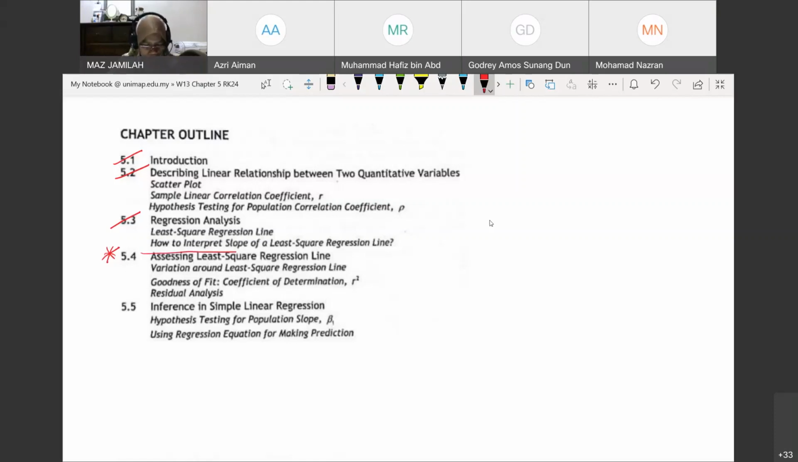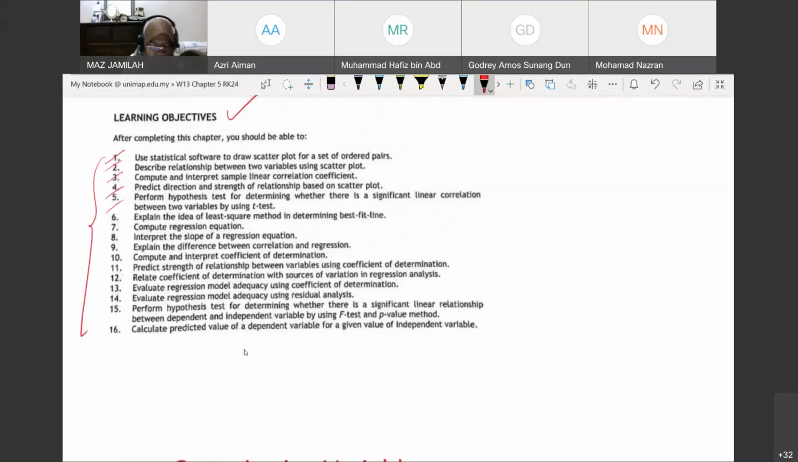Okay, let's move to the material. Hopefully what you can learn from this chapter outline as well as the learning objective is the ability or skill that we hope you can have at the end of the coverage of each chapter. This will guide you on what you should understand one by one of what we have discussed in chapter 5. So don't disregard this, because this is important for you.